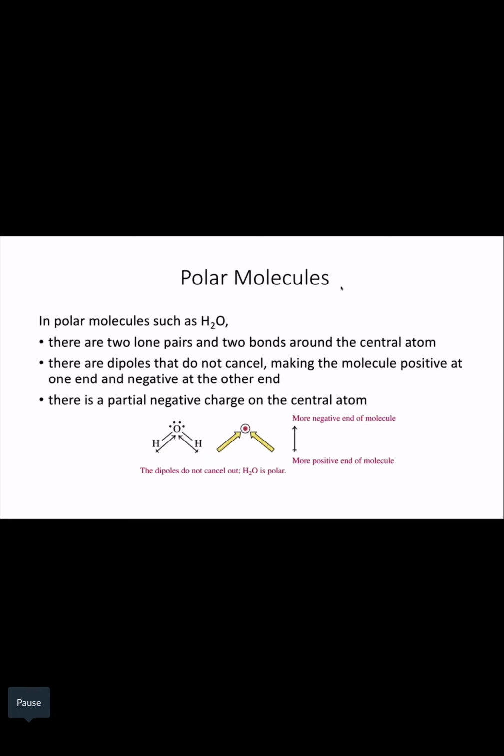Okay, remember I told you about water. Water is not linear. This is why it's important. We start drawing the electronegative arrows on it. Again, oxygen is more electronegative than hydrogen. Okay, the dipoles do not cancel out. That's why geometry is so important. If we draw this linear, we cancel them out. But because the electron pairs are going to push it down, that's why it becomes polar. Water is polar. The more negative end of the molecule is going to get reinforced.